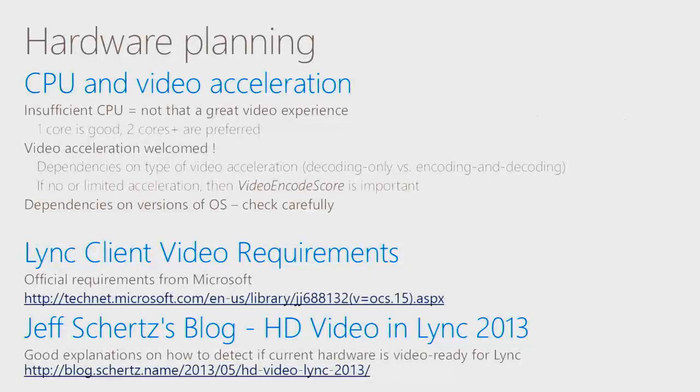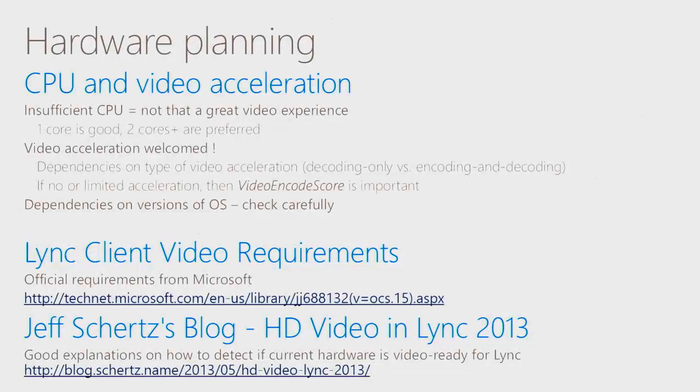Now, CPU is one of the most important things. You really have to have a machine that can provide reasonable CPU horsepower, or a machine with video acceleration, graphical processing units. The good news is that if you've been purchasing PCs or laptops over the last 2 or 3 years, or even 4 years, you are probably in a good position, because 1 core is good, 2 cores probably even better, and it's highly likely that your laptops or desktops, especially desktops, will have hardware acceleration.